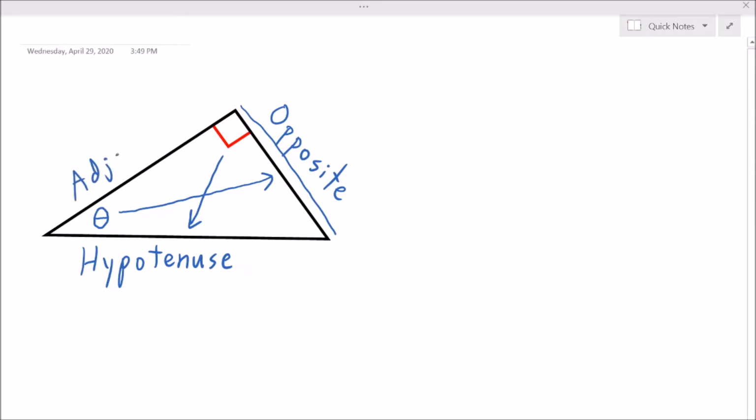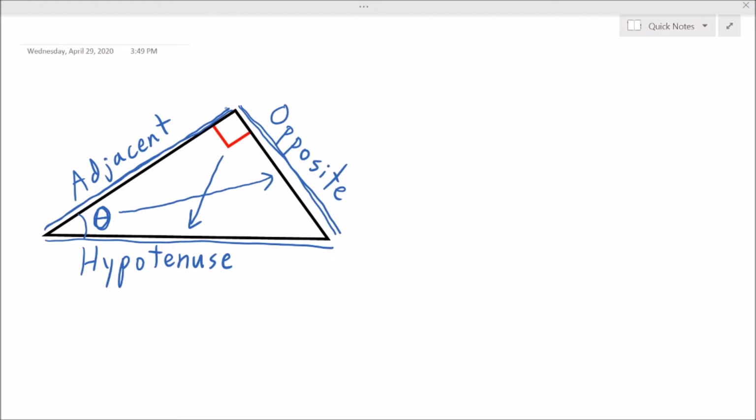Adjacent is actually a word that means next to. So notice that this side touches this angle right here, right? So again, we've got the hypotenuse across from the 90-degree angle. We've got the opposite side across from the angle we've marked here. And then we've got the side next to the angle called adjacent.